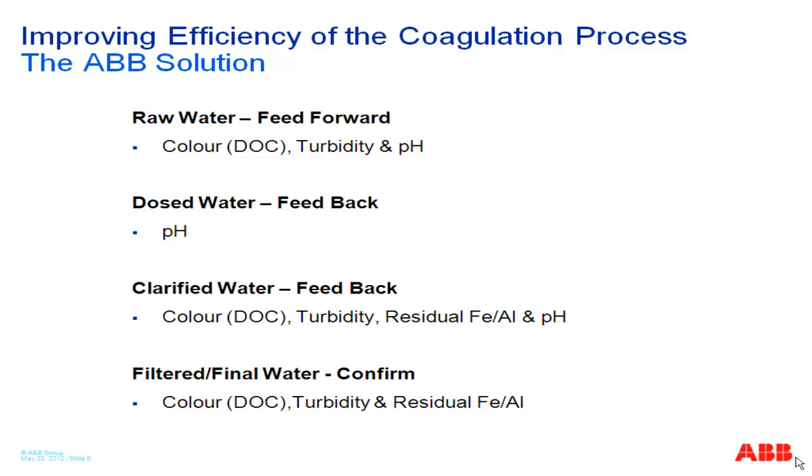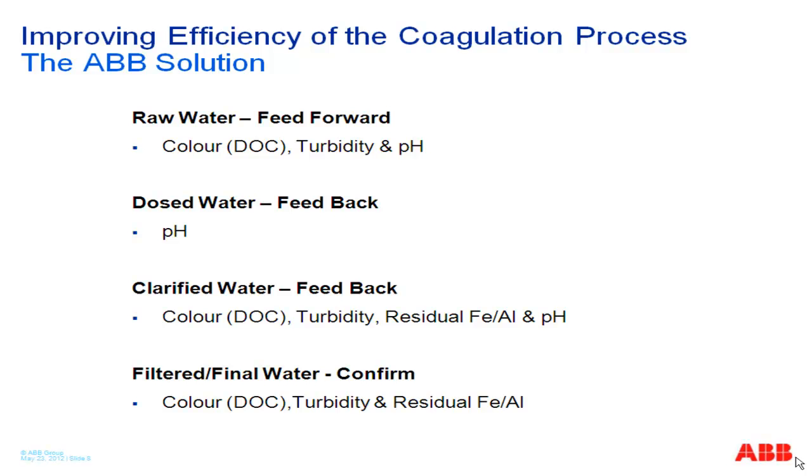This is the ABB solution. We have a coagulant dose predictor system, where we're looking at raw water coming into a surface treatment works, and we're looking at 3 parameters: colour, turbidity, pH. Colour being the main parameter for the coagulant dose demand, turbidity second, and pH behind.